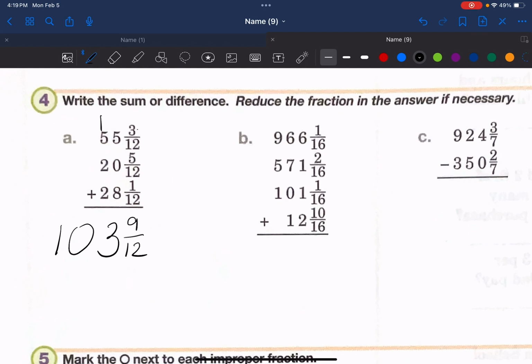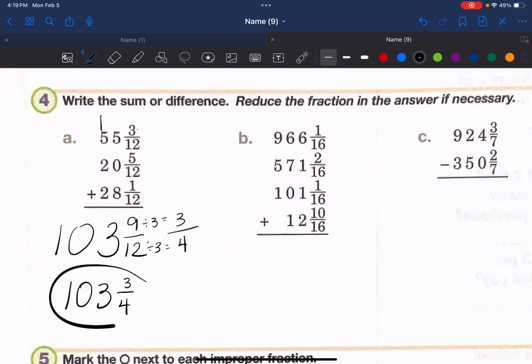But I happen to know that 9 and 12 both can be divisible by 3. Because I remember when I skip count by 3, I say both of them. So I'm going to divide both of these by 3. And 9 divided by 3 is 3. And 12 divided by 3 is 4. So my new number is actually 103 and 3/4.